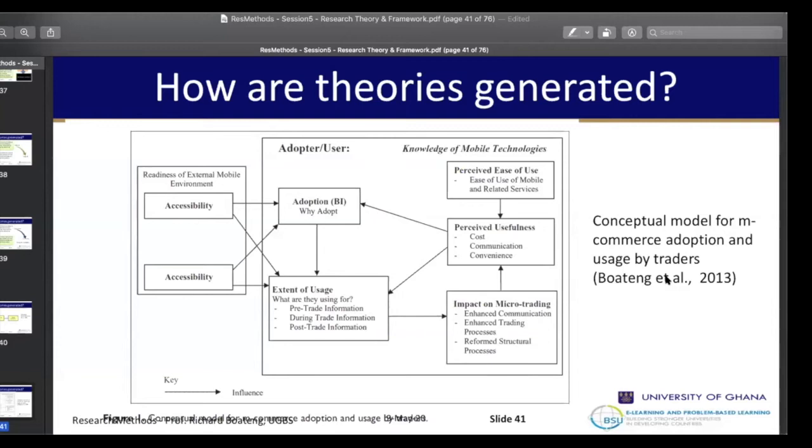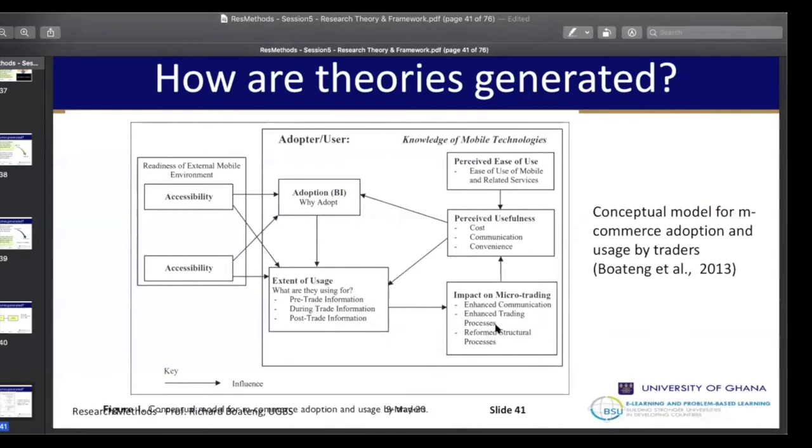And we realized that there's perceived ease of use and there's perceived usefulness. I conceptualized that the perceived ease of use of a technology can shape a person's perceived usefulness of the technology. And this usefulness can shape a person's intention to adopt and then actual usage of the technology. Then I also conceptualized, based on the literature I've read, that when you use the technology for a longer time, it can also lead to this particular impact. And the impact can reinforce the using.